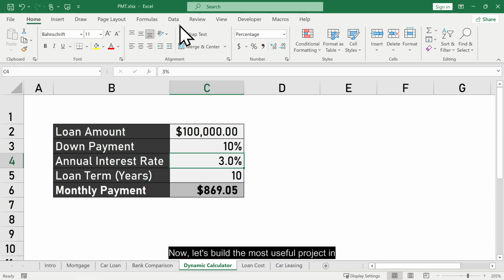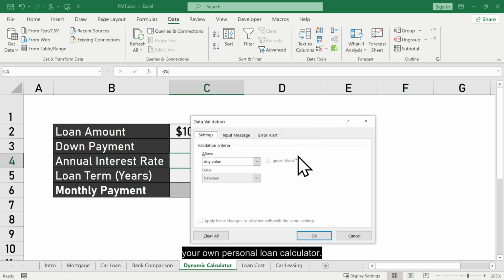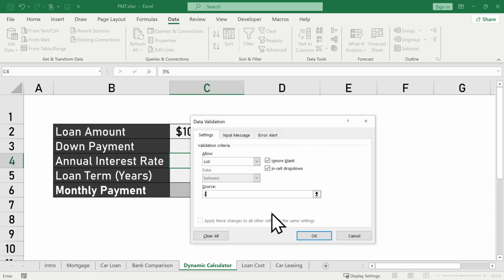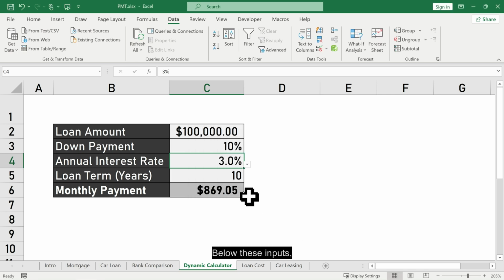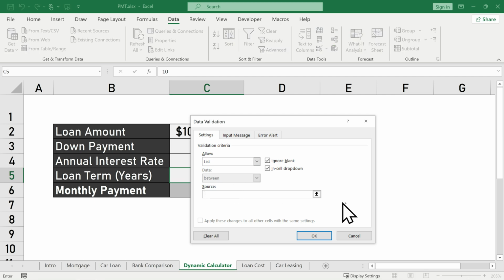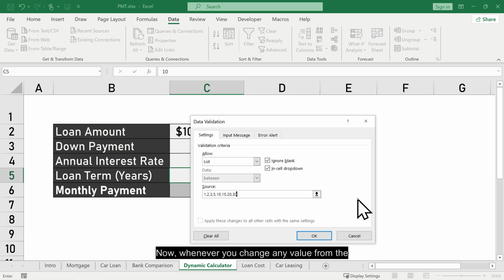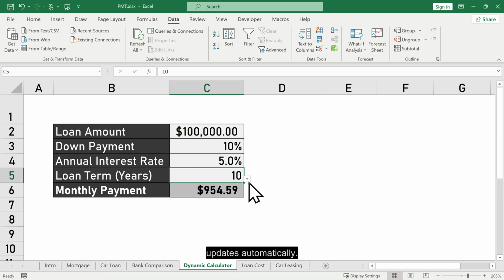Now let's build the most useful project in this video, your own personal loan calculator. Use data validation to create drop-down lists. Below these inputs, enter a PMT formula that references those cells. Now, whenever you change any value from the drop-down lists, the monthly payment updates automatically.